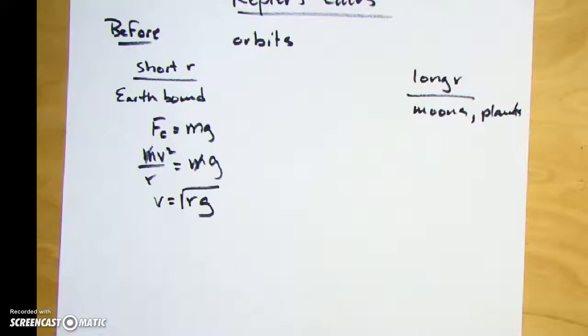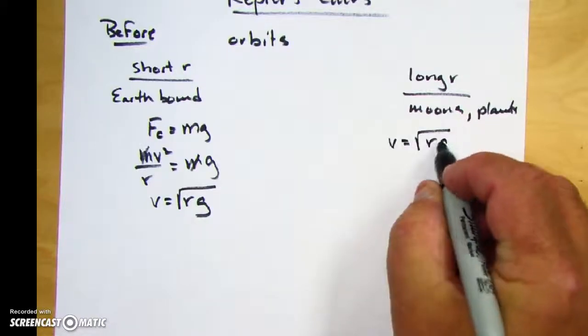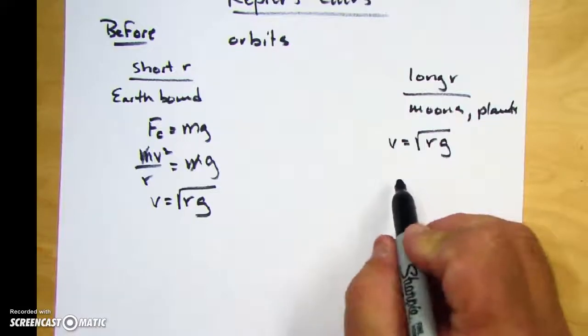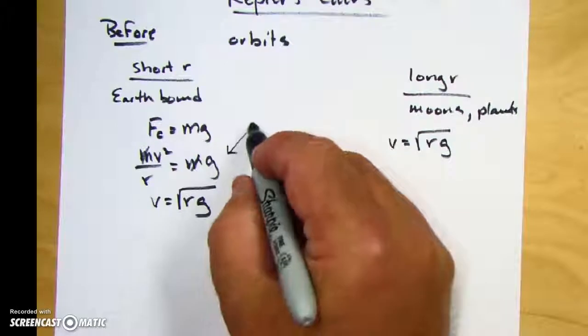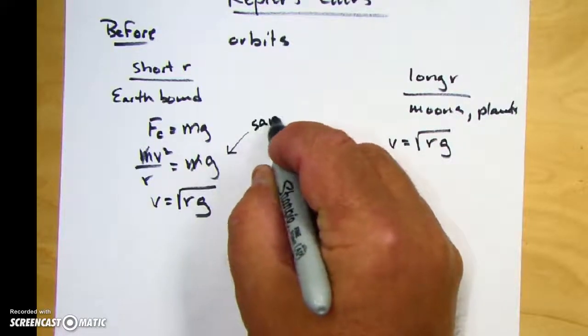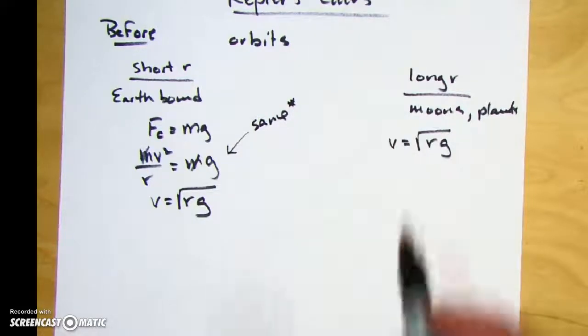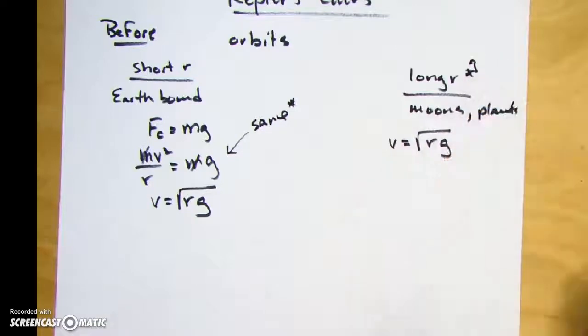For longer distances, actually the same equation works out. But here's a key thing with the longer distances: remember that g changes. This works any place where g stays the same, and g doesn't stay the same when you're talking about long distances. G changes. So let's take a look at that.